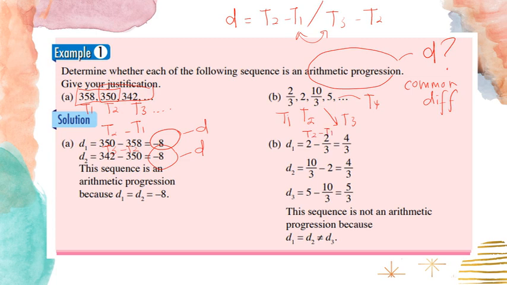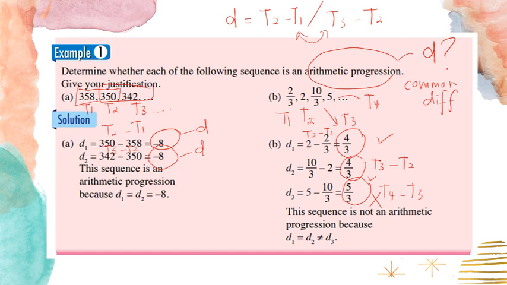Okay, 2 minus 2 over 3, we will get 4 over 3. And then we check the second one, which is T3 minus T2. 10 over 3 minus 2, we will get 4 over 3. And the last one, check T4 minus T3. 5 minus 10 over 3, you get 5 over 3. This is not the same compared to the first one and the second one.